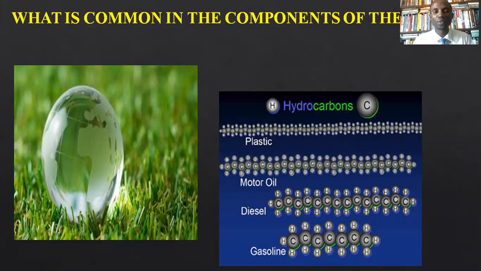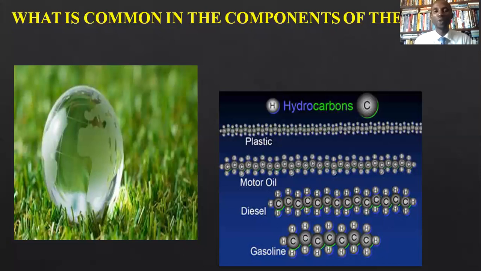If you look at motor oil, the components are hydrogen and carbon compounds. If you look at diesel and even gasoline, hydrogen and carbon compounds. And in trees or forests, as the case may be, there is a component called carotene, the pigment. Inside the pigment of that tree, we have carotene, and the carotene is also made up of hydrocarbons, that is hydrogen and carbon compounds. So the hydrogen and carbon are common in these substances or objects.